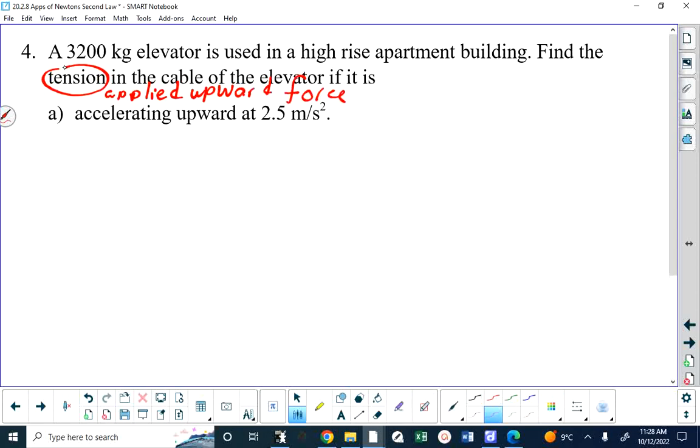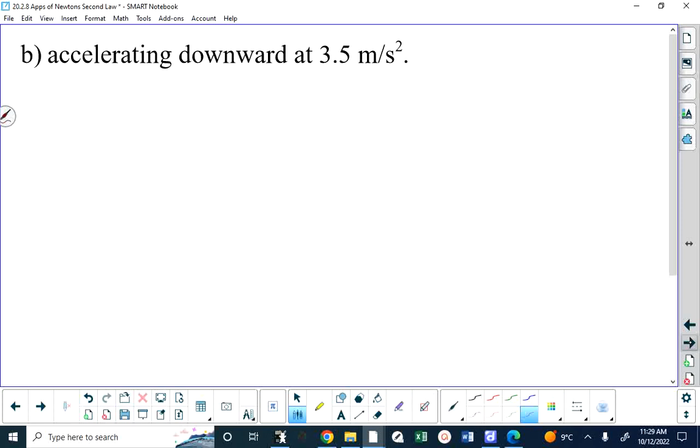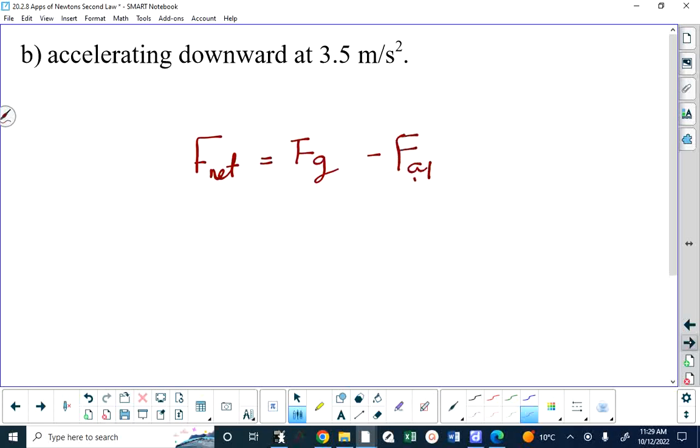Well, the tension in the cable is the applied upward force. If the acceleration of the elevator is up at 2.5, I'm just going to throw something out here and see how many of you it sticks to. To how many of you does that make sense in this particular question? Okay. Let's just walk away from this for a second. What if the elevator were accelerating down at 3.5? To how many of you does this make sense? You starting to get my drift here?